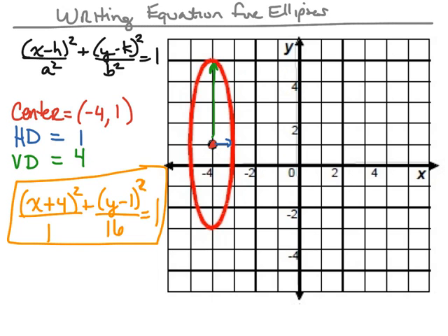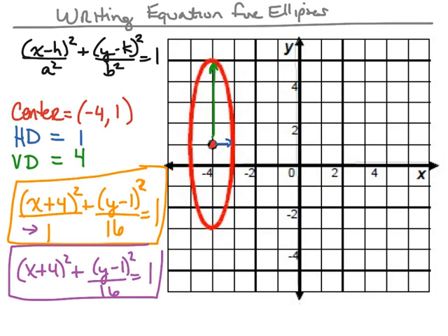Therefore, the equation for this ellipse is x plus 4 squared over 1 plus y minus 1 squared over 16 equals 1. Now keep in mind, because of that x plus 4 squared over 1, this 1 right here is not necessary, so we could also write this as x plus 4 squared plus y minus 1 squared over 16 equals 1. So this would be an alternative way of writing the equation, and that's because the denominator is 1.